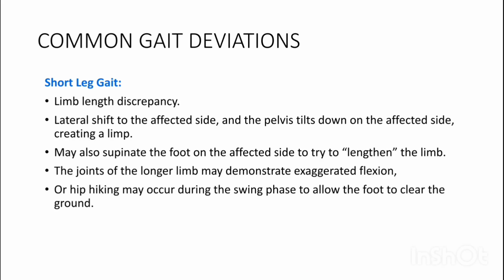Short leg gait. This results due to the limb length discrepancy. Lateral shift to the affected side will occur and the pelvis will be tilted downwards on the affected side, creating a limp. Affected side means the shorter side. The patient may also pronate or supinate the foot on the affected side to try to lengthen the limb. The joints of the lower limb may demonstrate exaggerated flexion or hiking of the hip may occur during the swing phase to allow the foot to clear the ground.